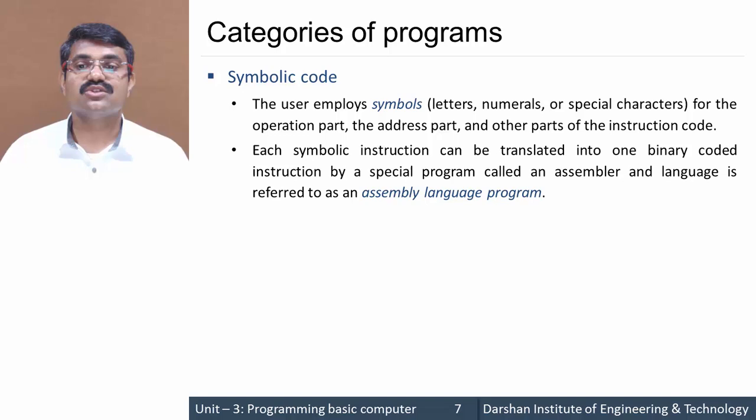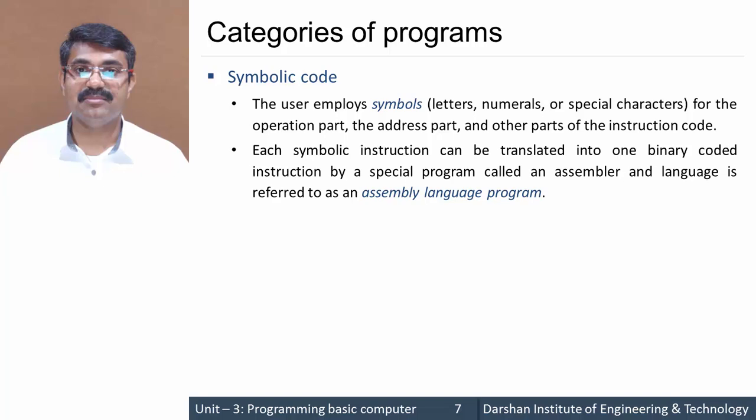So each symbolic instruction can be translated into binary coded form, because instructions are to be assigned some code which the computer can understand, and that is only binary code. So each symbolic instruction can be translated to a specific binary code, because each instruction would be assigned a unique code. And the formation of this symbolic code is nothing but an assembly language program. So let's see an example of it.